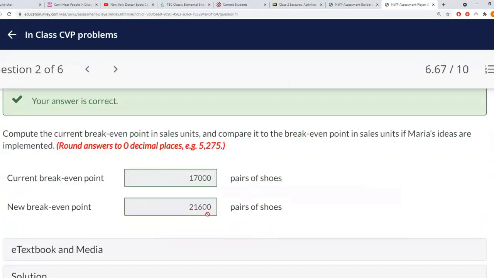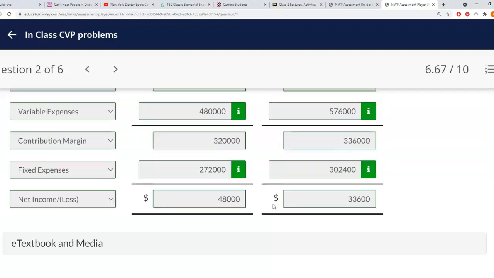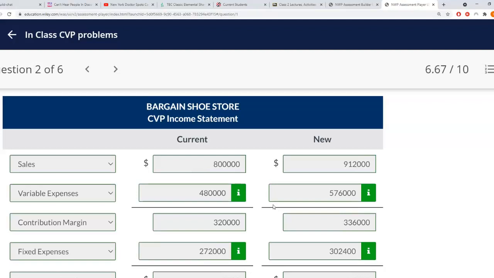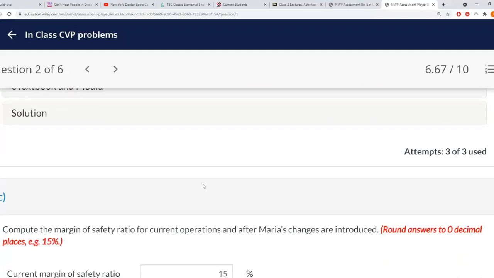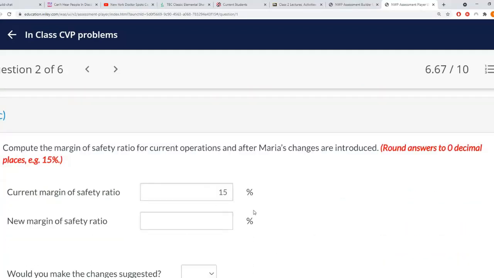38 times 21,600. Yeah. That's the number of pairs, and the selling price is 38. Okay. So it's 820,000. 800. 120. 912. 120. It will be 91,200. Okay. Now take that as a percentage of 912,000.